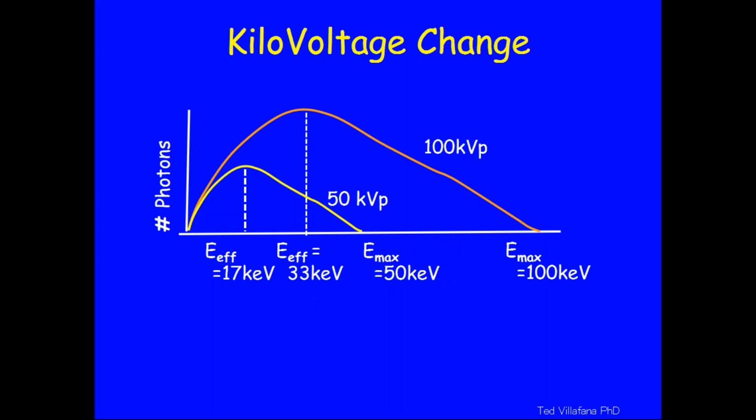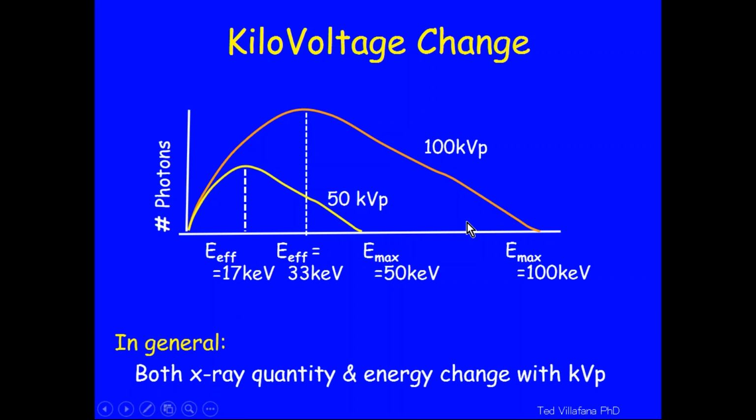Notice that if you change the kVp, you're going to change the Emax. If you change the Emax, you're going to change the E effective. So now you have a totally different set of numbers. As you compare these two curves, notice that both the quantity and the energies change when you change kVp. That wasn't true when you changed the MAS, the MA, and exposure time, but it is true when you change the voltage. And little changes in voltage, we're going to see, make big changes in everything.